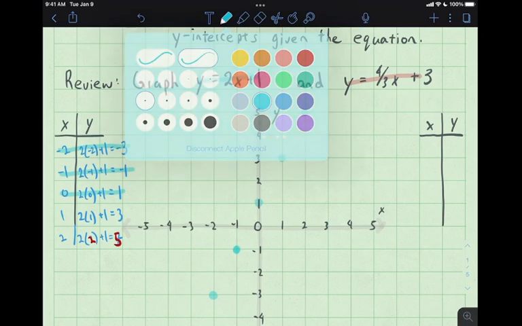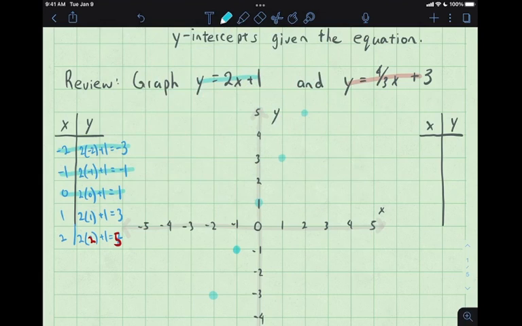So connecting these points, we get a line. Try my best to connect it in as straight a line as possible, something like this. I've graphed the equation in blue, y equals 2x plus 1.